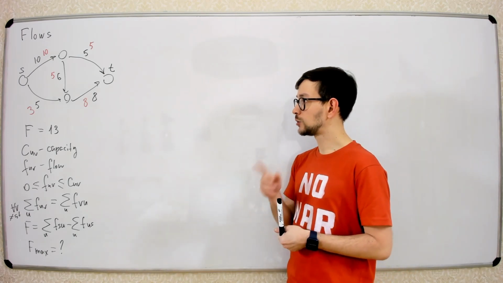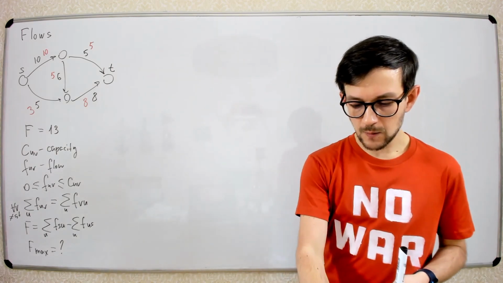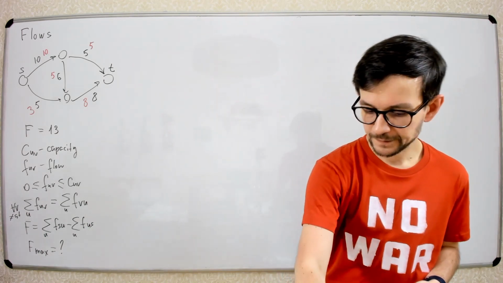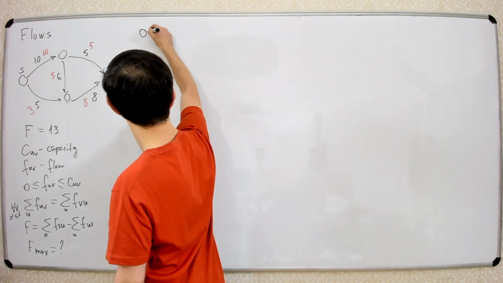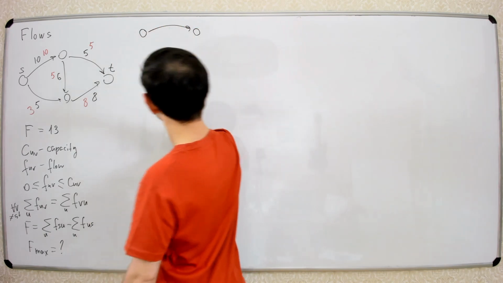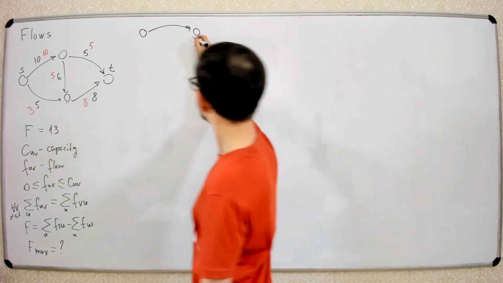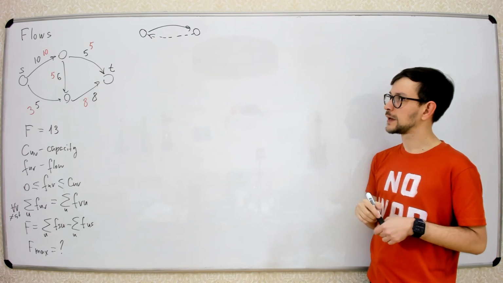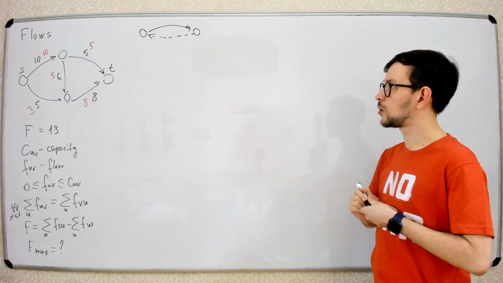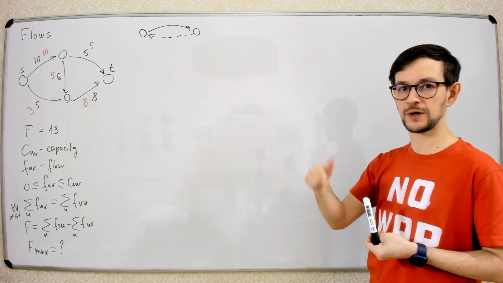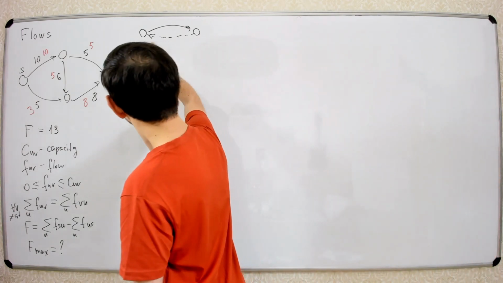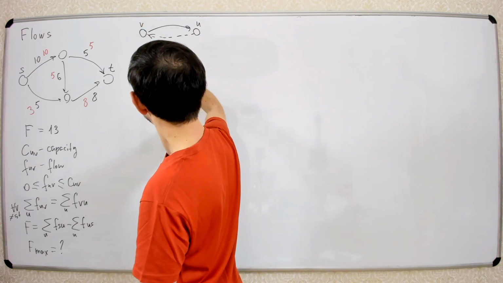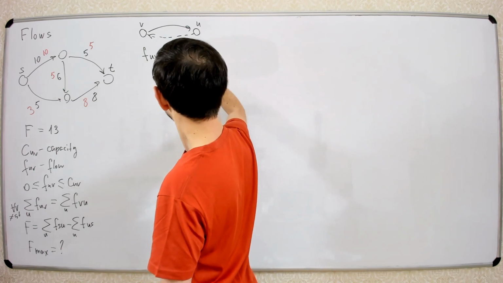So how do we do it? We will add more edges to our graph. For each edge, we will add the reversed edge. So for each edge of the graph, we will add one more edge, like this. And we'll say the following: the flow on the reversed edge is minus the flow of the forward edge.